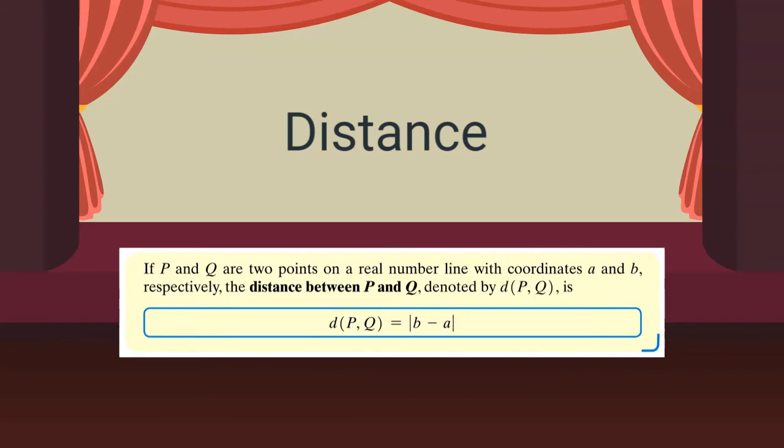Back to our review definitions. So distance. If P and Q are two points on a real number line with coordinates a and b, the distance between P and Q is denoted by this, and it is equal to the absolute value of b minus a. Let's do an example to see what that means.